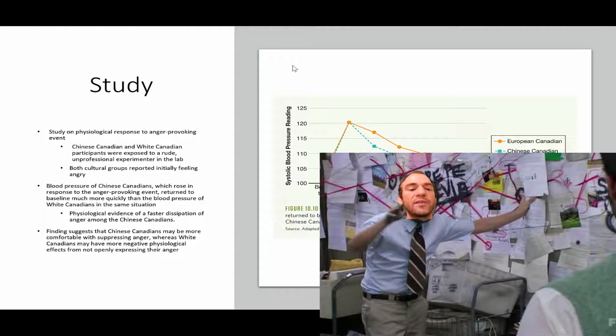This is physiological evidence of a faster dissipation of anger among the Chinese Canadians. Findings suggest that Chinese Canadians may be more comfortable with suppressing anger, whereas white Canadians may have more negative physiological effects from not openly expressing their anger. So in this example, we see an initial response to anger, and that is a blood pressure response, I should say. But over time, white Canadian blood pressure compared to Chinese Canadian blood pressure is more elevated across time.